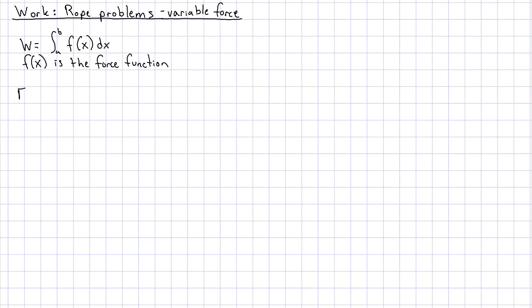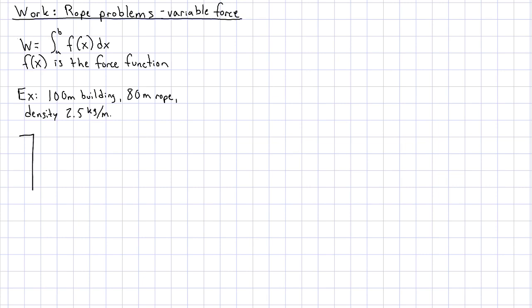So the first example I'd like to do is I have a 100-meter building, an 80-meter rope hanging from the top of my building, and the rope has a density of 2.5 kilograms per meter. Now note that these are kilograms. Those are units of mass, not units of weight or force. So we'll need to do some more work there.